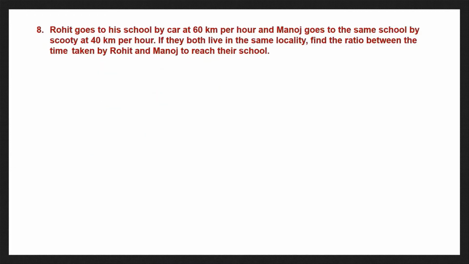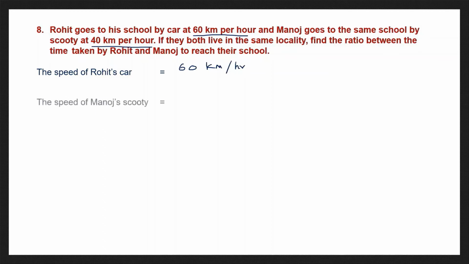Question 8. Rohit goes to school by car at 60 kilometers per hour and Manoj goes to the same school by scooty at 40 kilometers per hour. If they both live in the same locality, find the ratio between the time taken by Rohit and Manoj to reach their school. Let's start. The speed of Rohit's car is 60 kilometers per hour. And the speed of Manoj's scooty is 40 kilometers per hour.